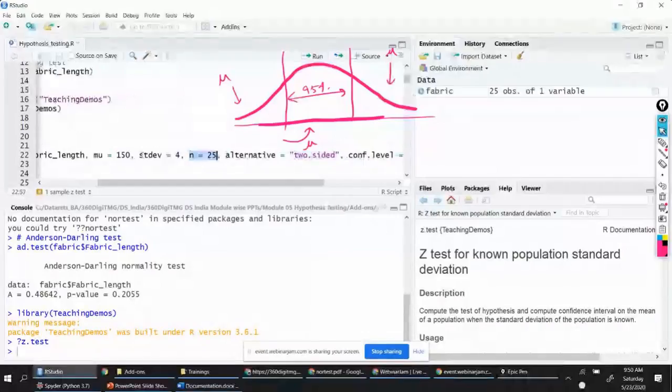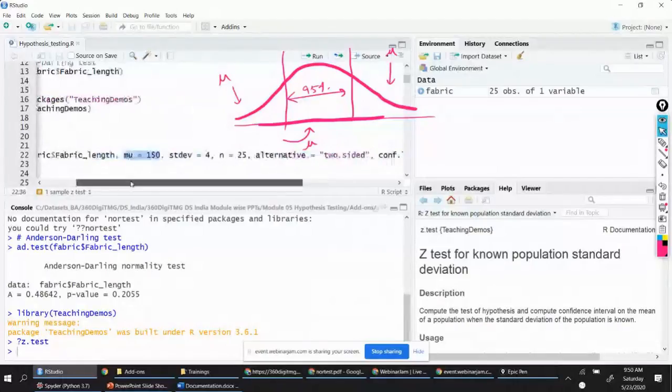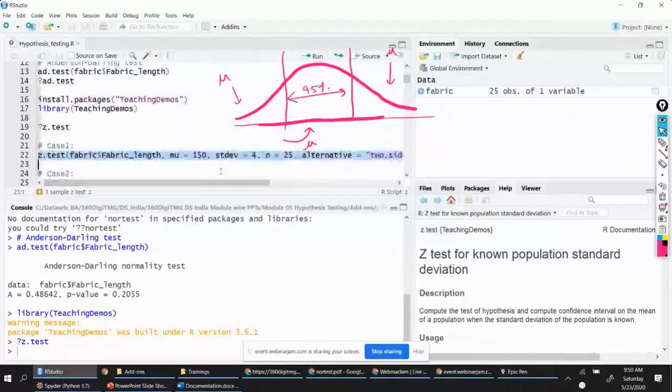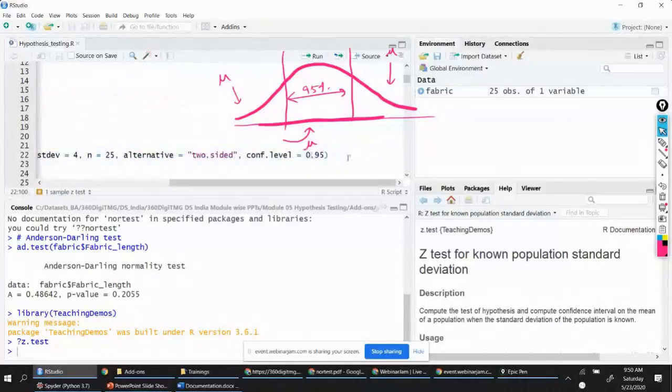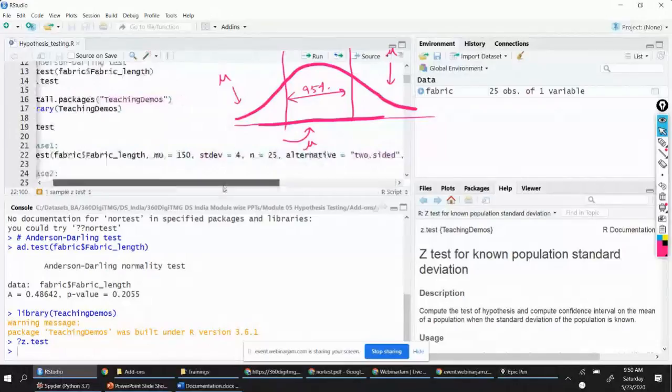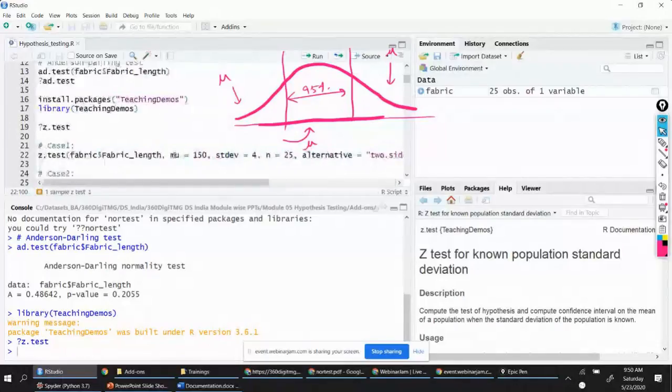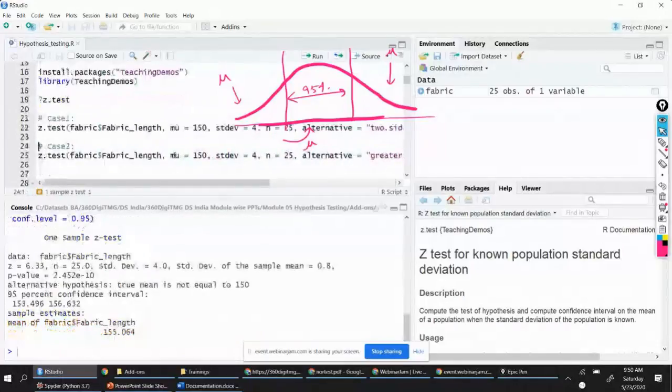The number of samples I have is 25. Standard deviation is given as 4. Standard mean is given as 150. And this is your 25 records. Data is passed. And the confidence interval by default is 95%. These are the basic parameters that we need to pass for the test. And this test is giving us a z-statistic, and using that z-statistic, we calculate this p-value.